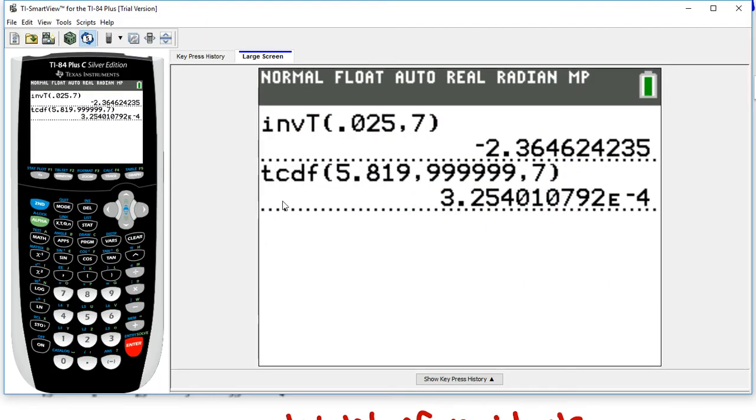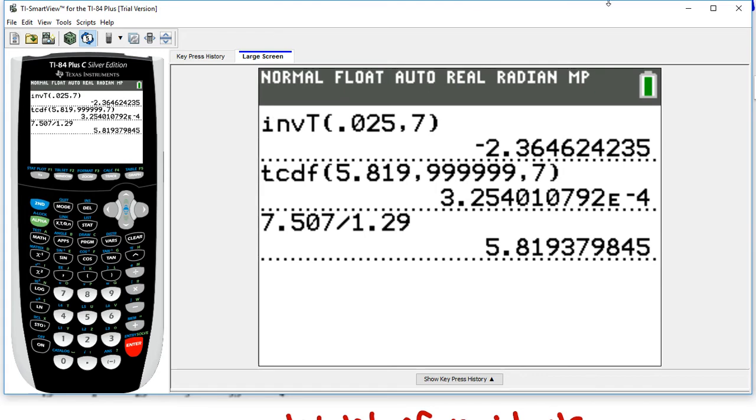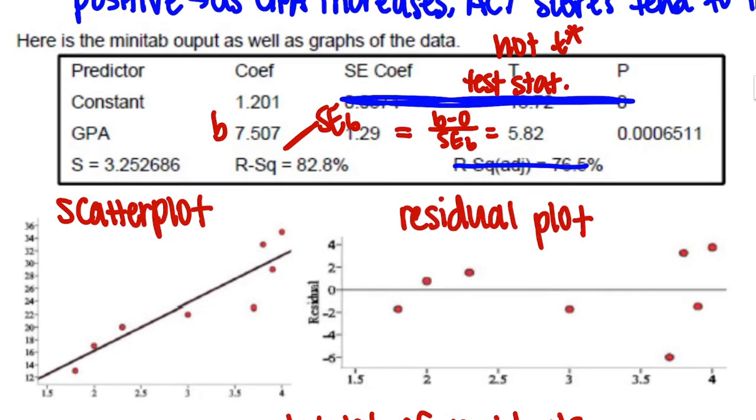And I can show you right here that we have 7.507 minus 0, which is always the same, divided by SEB 1.29 equals 5.189, or 5.819, so 5.82. Then this is our p-value, close to the p-value we got, 0.0003; this is 0.0006. So this is a p-value if our alternative were a not equal to sign typically. It should tell you; if it doesn't, we have to assume it's a not equal to.